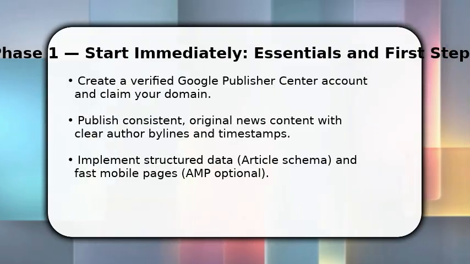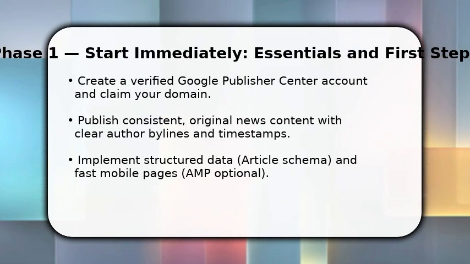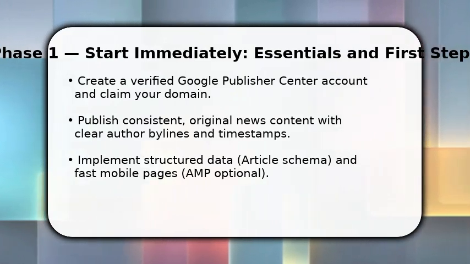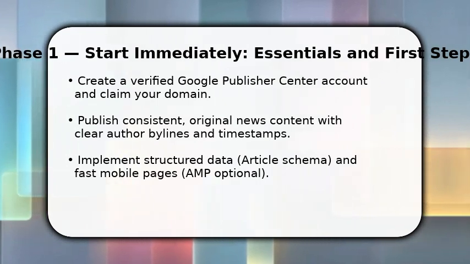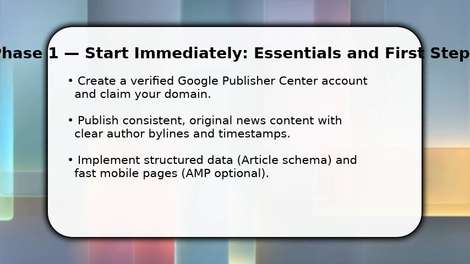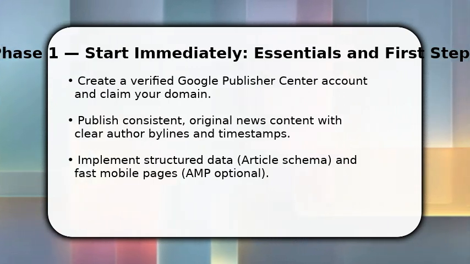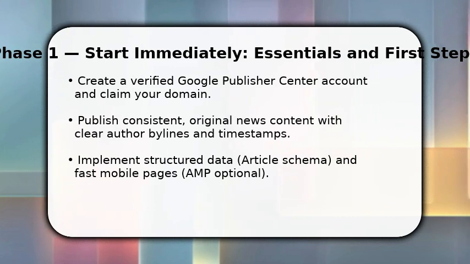You start by setting up what's essential. Create and verify a Google Publisher Center account, then claim your domain so you control indexing. Next, publish original, timely articles with clear bylines and timestamps because Google values verifiable sources.